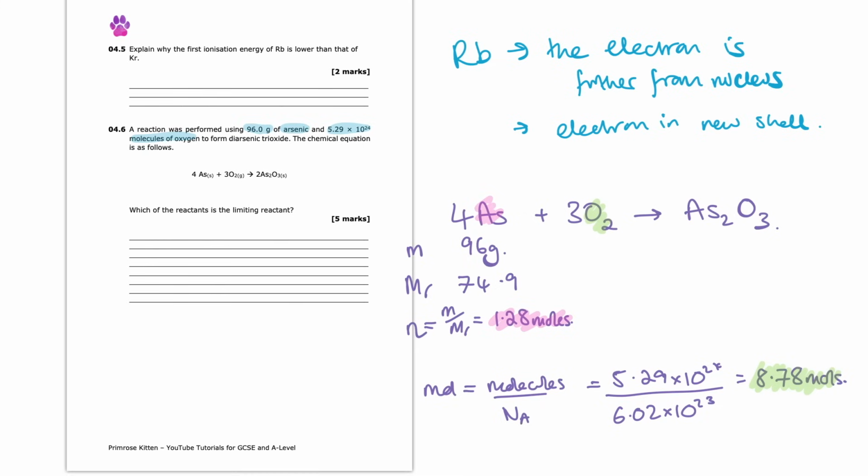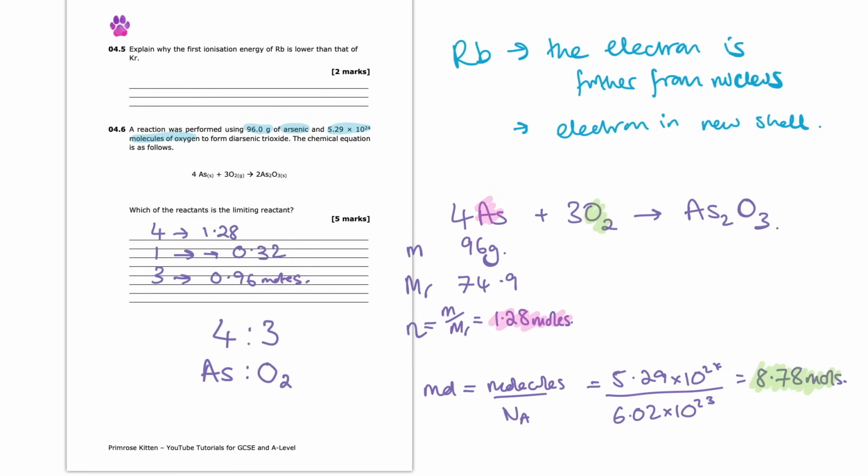So to determine which of these reactants is the limiting reactant, what we want to do is to use this ratio of 4 to 3 between the arsenic and the oxygen. And we could say, okay then, if I have 1.28 moles of arsenic, how many moles of oxygen would I need? So if in that ratio 4 is equivalent to 1.28, we could work out what one part of that ratio is by dividing that through by 4. And that leaves us with 0.32. And then 3 parts of that ratio would give us 0.96 moles. So in theory, if we had 1.28 moles of arsenic, we would only need 0.96 moles of oxygen.